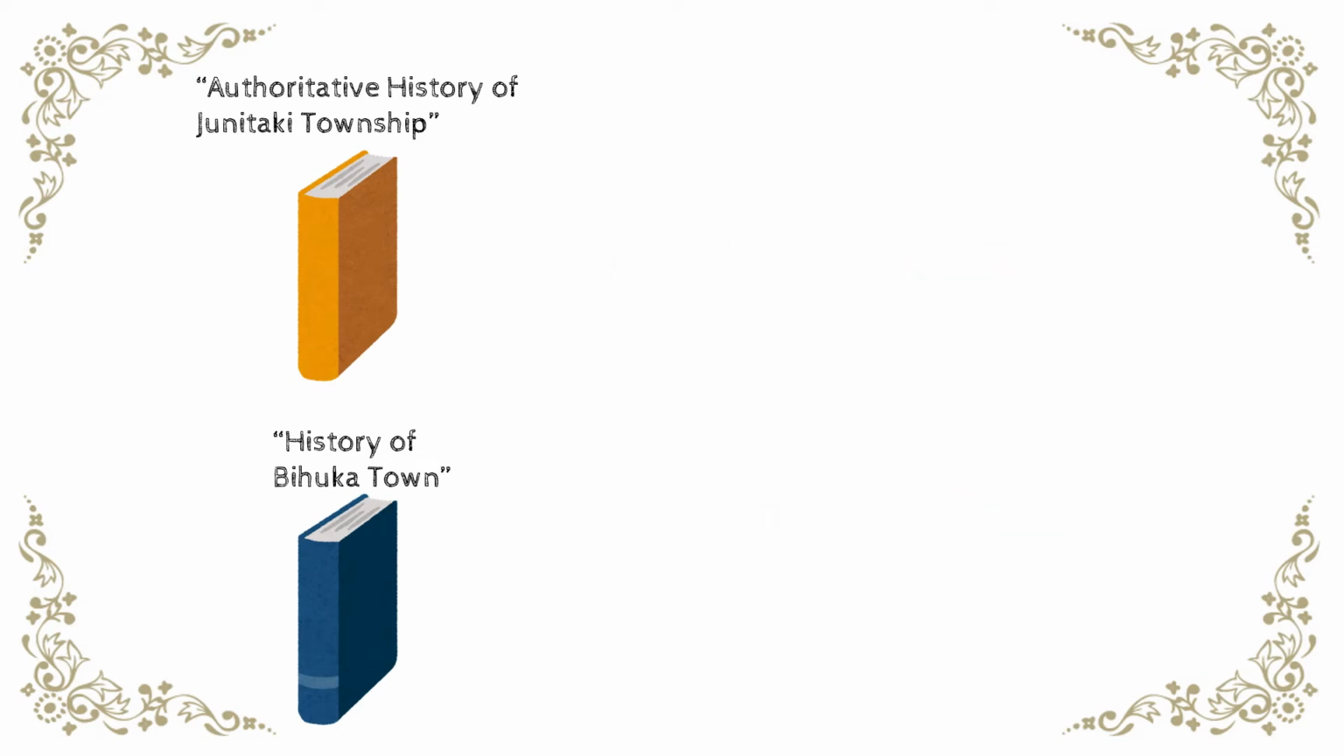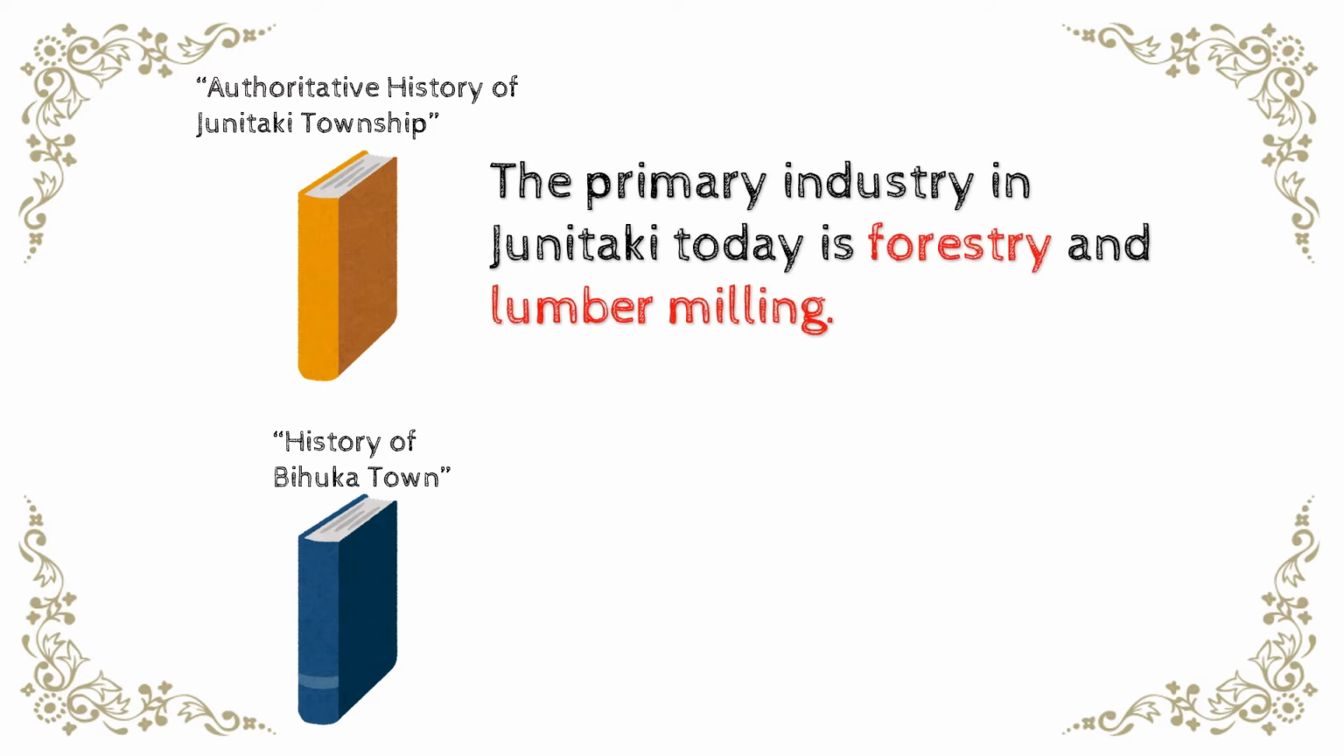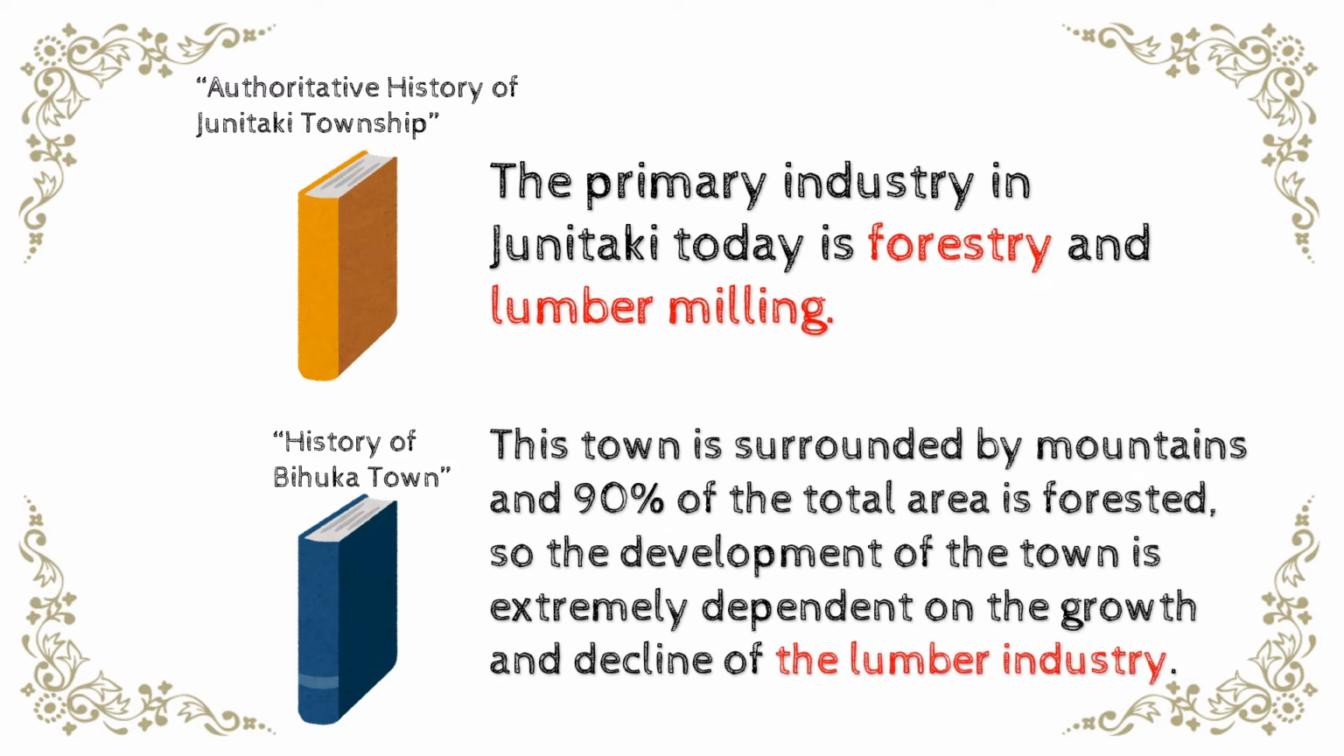In the work, Authoritative History of Junitaki Township, it is written that the primary industry in Junitaki today was forestry and lumber milling. On the other hand, the history of Bifuka town says the same thing. This town is surrounded by mountains, and 90% of the total area is forested, so the development of the town is extremely dependent on the growth and decline of the lumber industry.